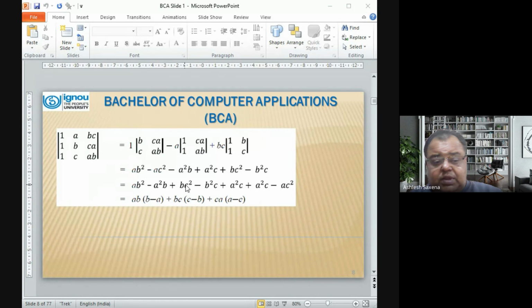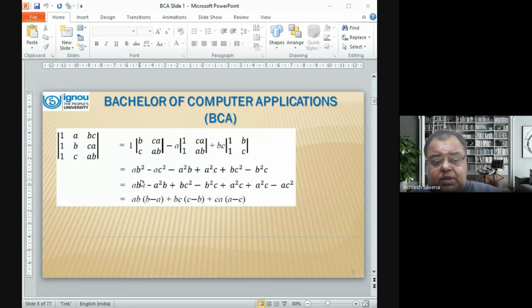What I will be doing, I will be clubbing AB, first of all AB, then BC, then AC. I just club them, this part, this part, this part, and this part. How many are there? 3, 3, 6.